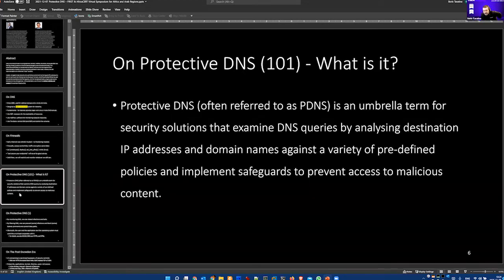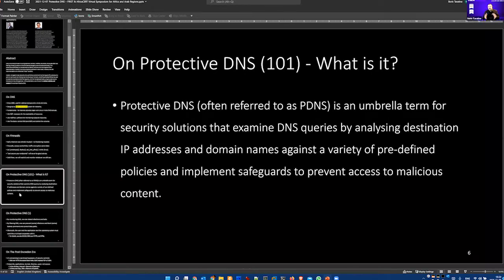So with protective DNS, there is nothing wrong here. Protective DNS is usually an umbrella term which defines a security solution which simply examines DNS queries and answers based on the name and destination addresses and enforces the policy, whether to let it go or not. And when we say policy, it all depends on how you define your own policy, whether it is malicious content, undesirable content, or something else. Once again, protective DNS is a set of security solutions that use DNS as an engine to respond based on the policy. It's a policy enforcement device, same as a firewall.